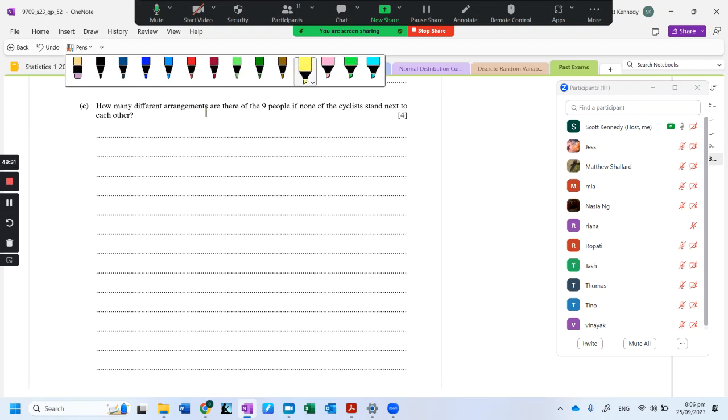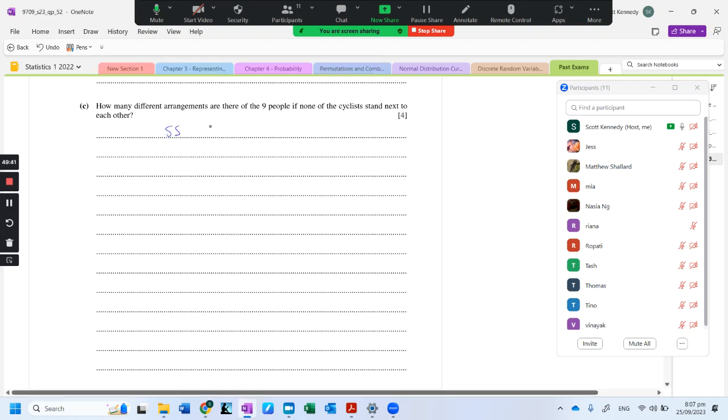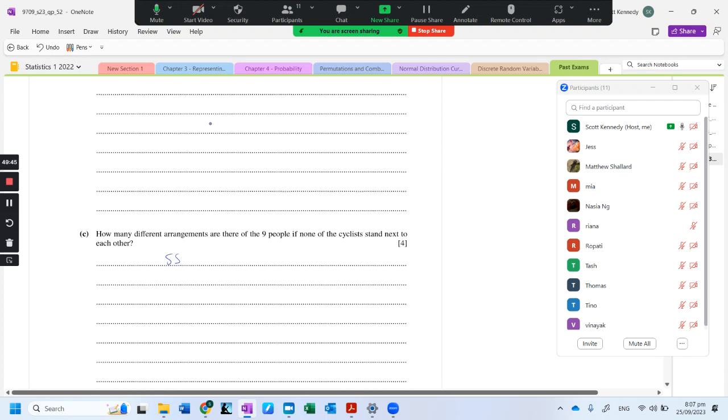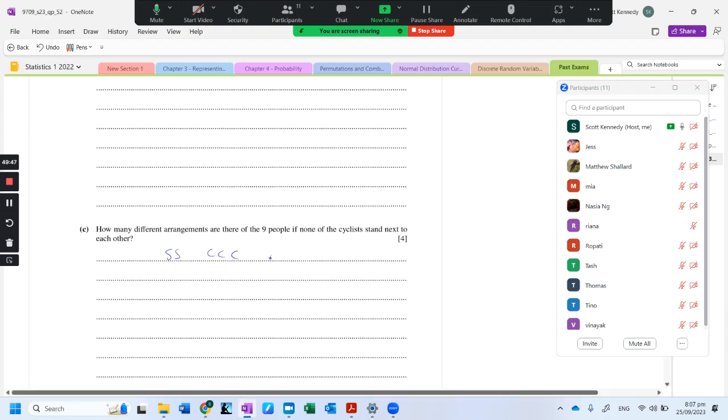Okay. How many different arrangements are there if none of the cyclists stand next to each other? Now, this is a bit harder. Okay. So who have we got? We've got a swimmer, swimmer, cyclist, cyclist, cyclist, runner, runner, runner, runner. Okay. So the cyclists don't want to stand next to each other.